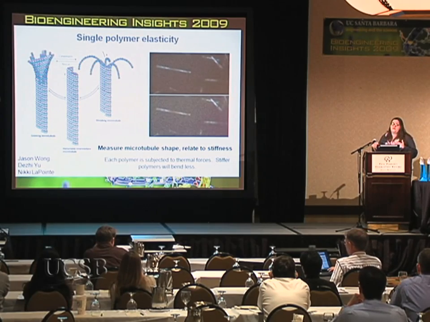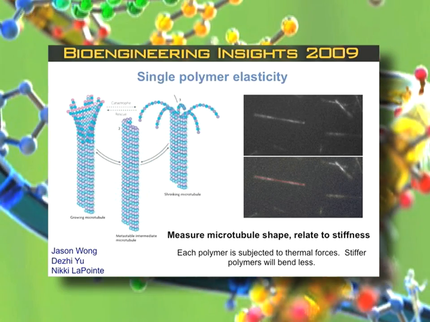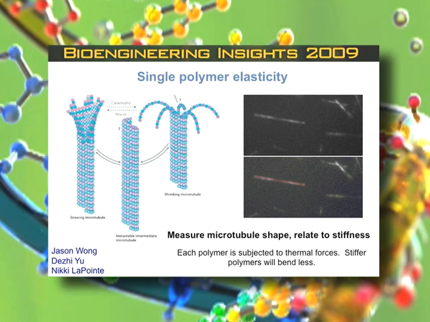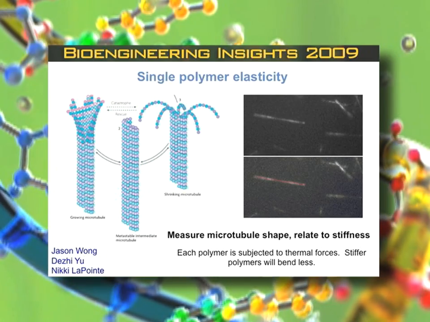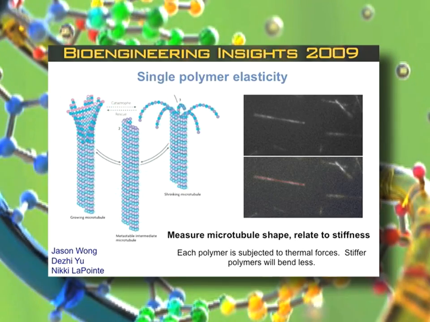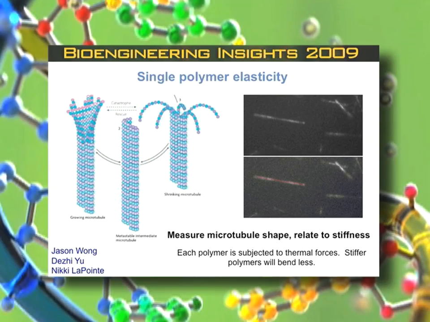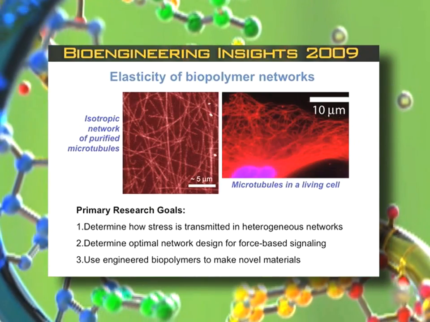We don't apply a force externally. We allow thermal forces to do the work. We keep these at room temperature, and thermal forces are enough to bend these polymers gently, and then we look at their shape. Stiffer polymers will bend less, obviously. We use a Fourier analysis to look at mode amplitudes and relate mode amplitudes to thermal energy, and then use that to extract stiffness. We're interested in doing this both for bare microtubules and also for microtubules that are coated with regulatory proteins.